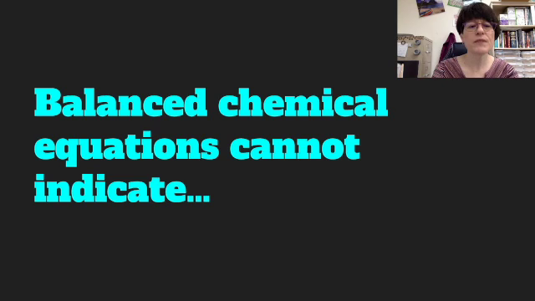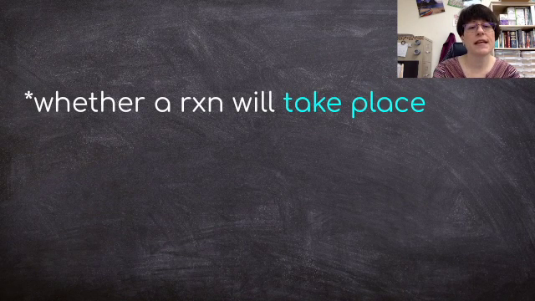So, the final thing I want to talk about is that balanced chemical equations cannot indicate a few things. They cannot indicate whether a reaction will actually take place. Even though we can write all kinds of reactions down on a piece of paper, it doesn't mean that they will actually happen in real life.